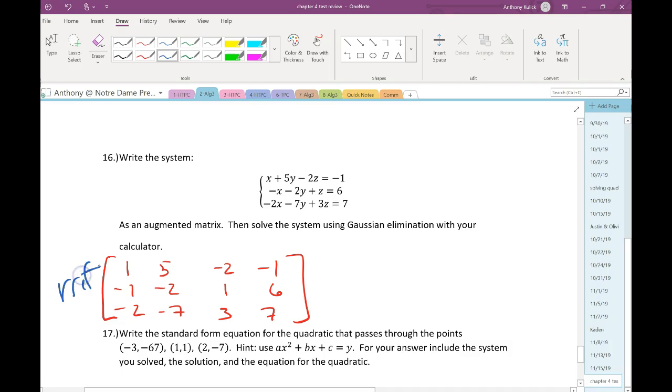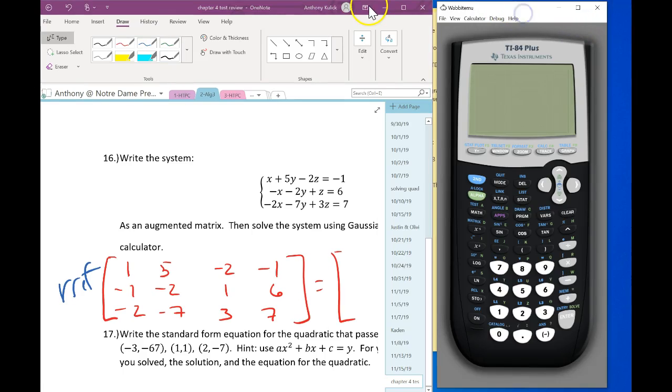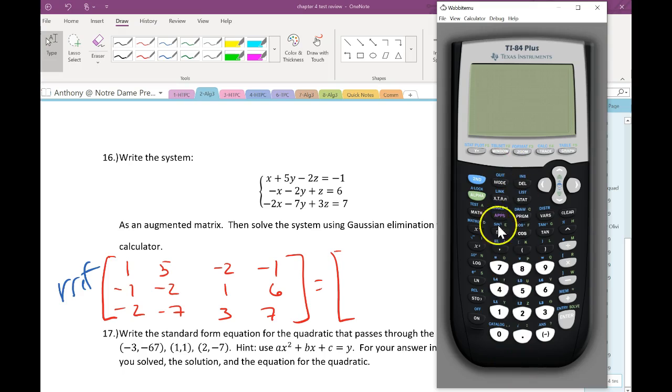I'll then use my calculator to do the RREF on this. And that's going to give me a matrix. I think this is matrix C. Let me check real quick. Yes, okay. So I'm going to do RREF on that matrix C. I've already entered that matrix C in my calculator, so that part's done already for me. So I'm going to do RREF on C.